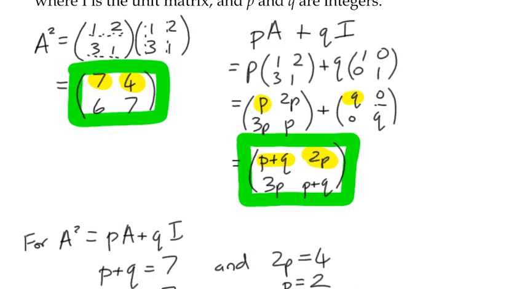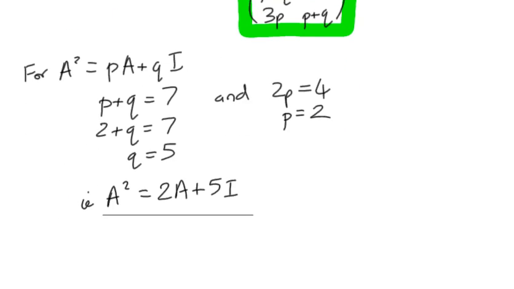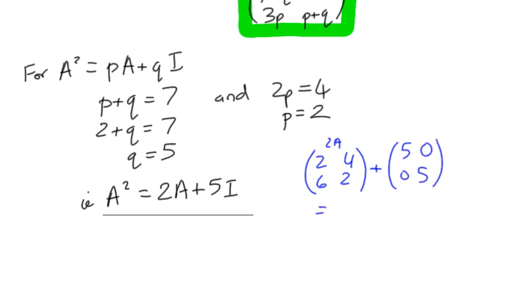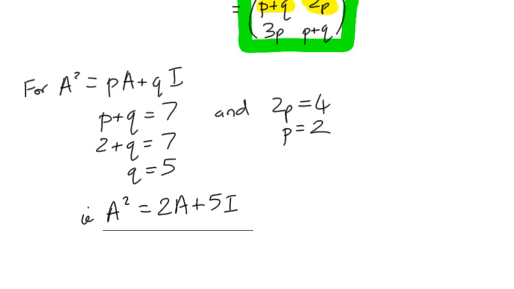And we can check that if we wanted. 2A would be 2, 4, 6, 2, and 5I would be 5 times the unit matrix. And if we put them together, we get 7, 4, 6, 7, which is the same as A squared. Okay, so that's a nice wee algebraic process using a bit of matrix arithmetic in order to solve that particular problem.